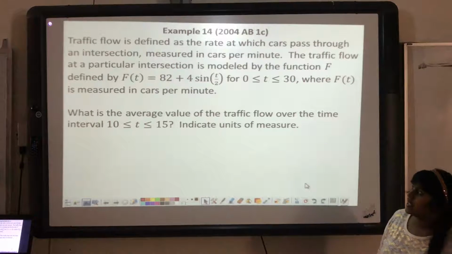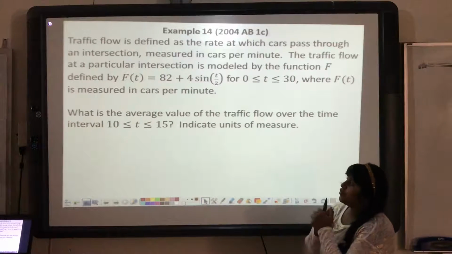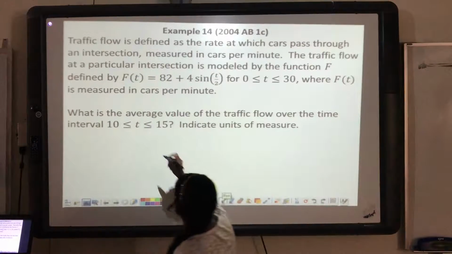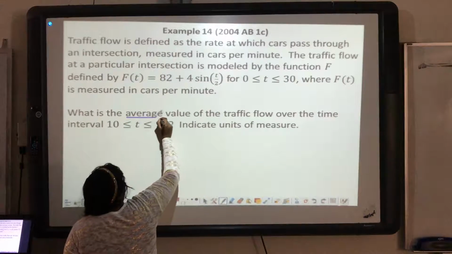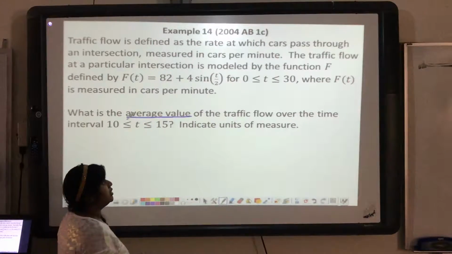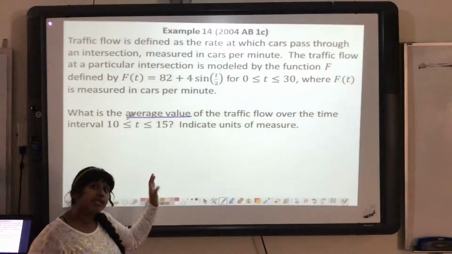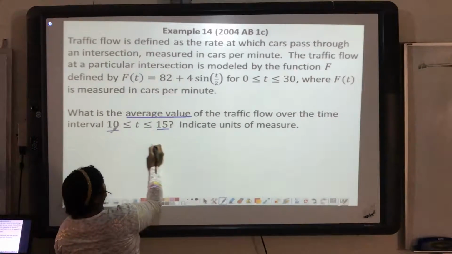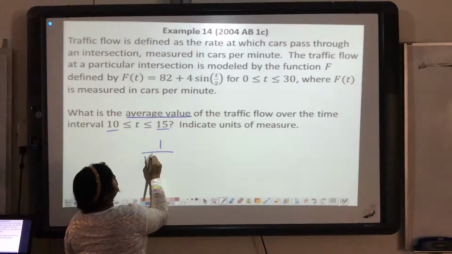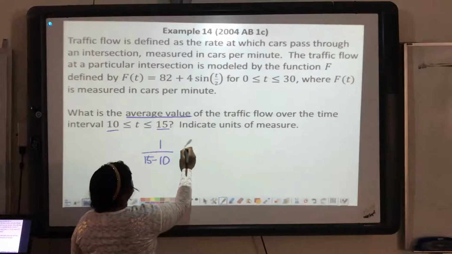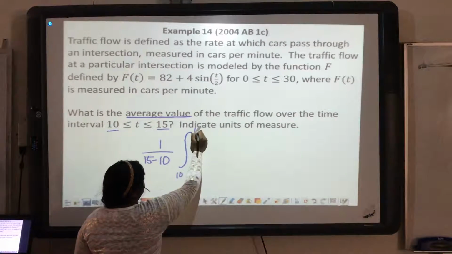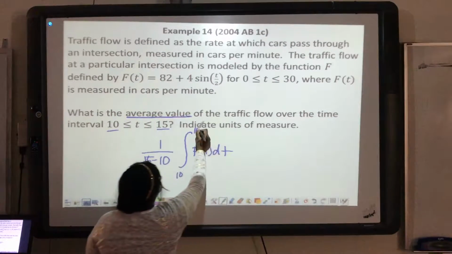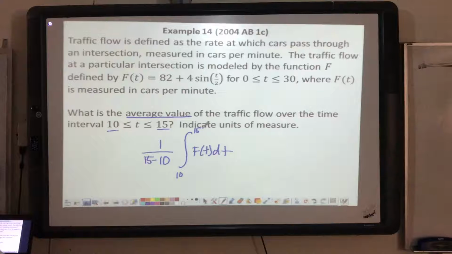Okay, our third question is asking, what is the average value of the traffic flow over the time interval from 10 to 15? And indicate units of measure. Well, do we know what average value means? Is that not just 1 over b minus a times my definite integral? It absolutely is. So here's my b, here's my a. To set this up, this would be 1 over 15 minus 10 times the integral from 10 to 15 of f of t dt. Again, I go to my calculator, I can evaluate that.